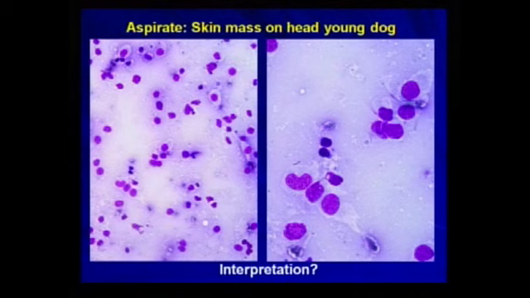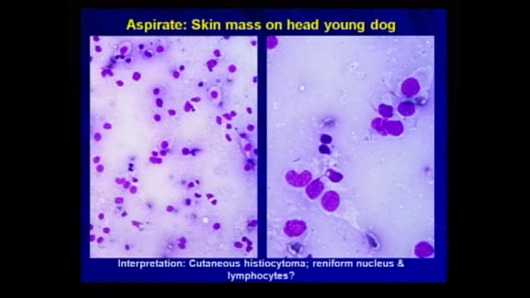Here's a mass on the head of a young dog. We can take a look at it. I see individualized round cells, blue cytoplasm. Here's one with a nice indented nucleus, a few lymphocytes scattered through. Put your history and your cytology together. Once again, another cutaneous histiocytoma.